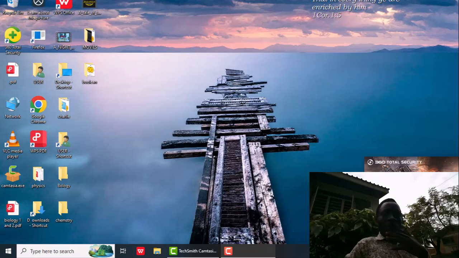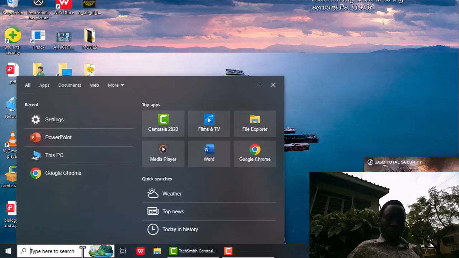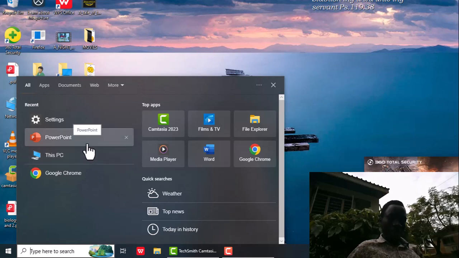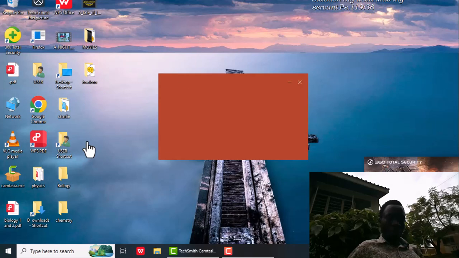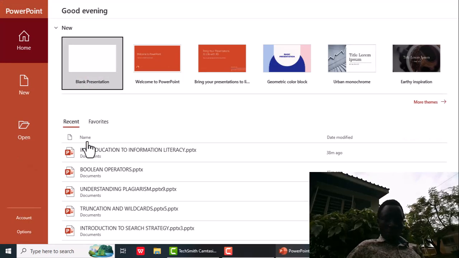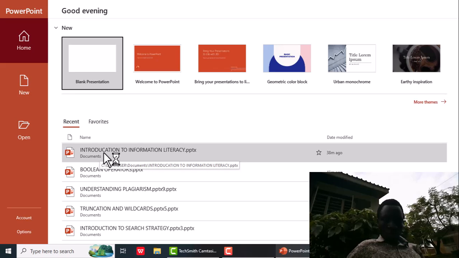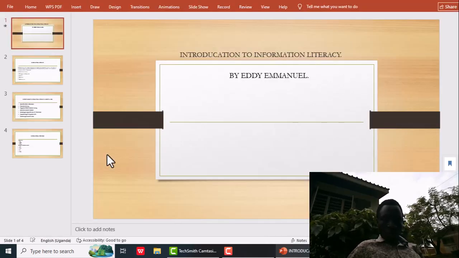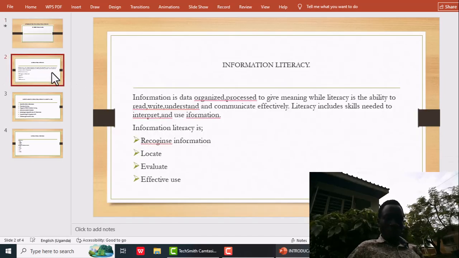So today we are going to talk about introduction to information literacy. And what's more important is knowing what each term in information literacy means. So we will be taking you through the slides, and we are going to learn more about information literacy. As you're seeing from my first slide, it says introduction to information literacy. So we are going to look at what information literacy is.